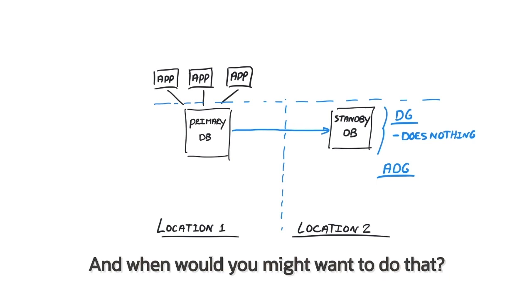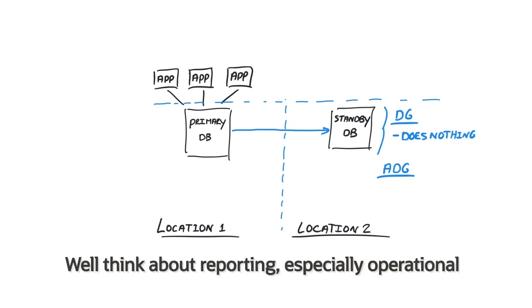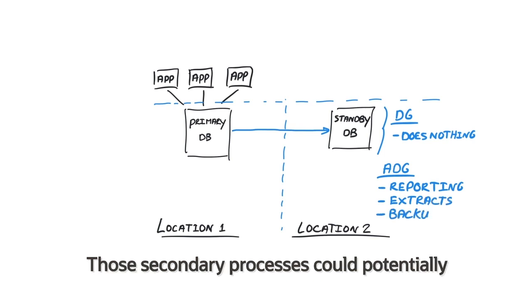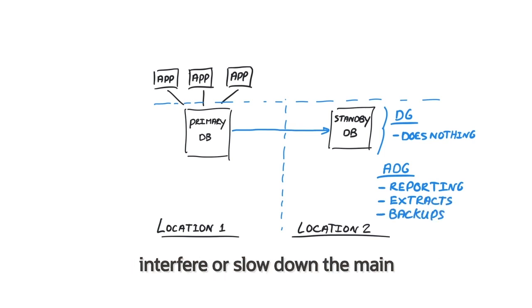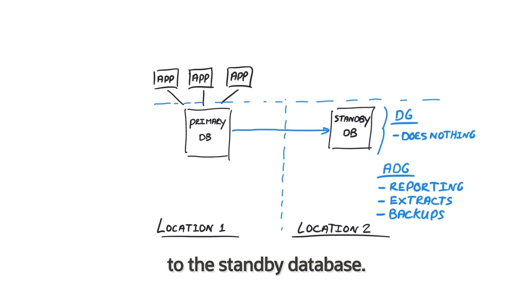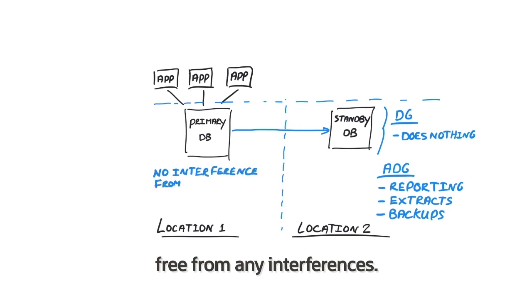And when would you might want to do that? Well, think about reporting, especially operational or daily transactional reporting. Think about data extracts or backups. Those secondary processes could potentially interfere or slow down the main purpose of that primary database. So by offloading these read-only workloads to the standby database, we keep the primary database free from any interferences.